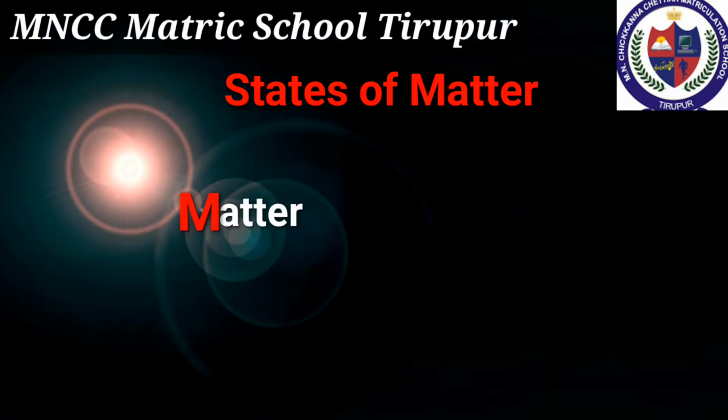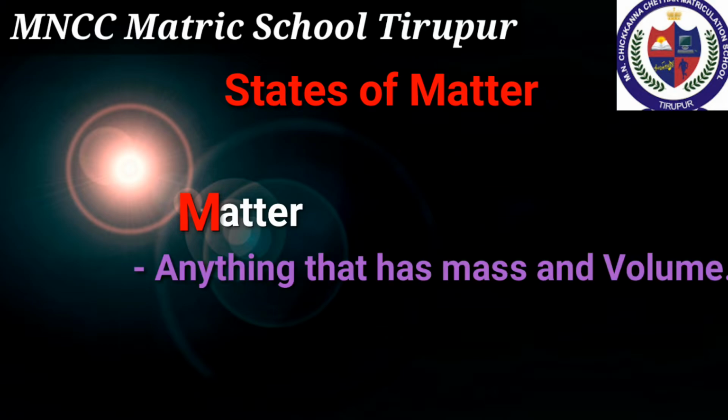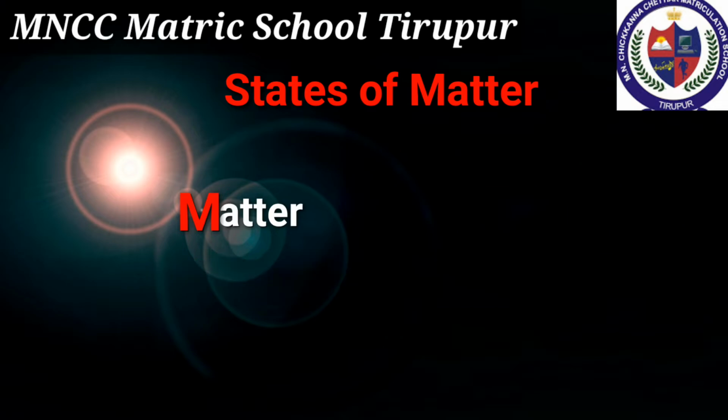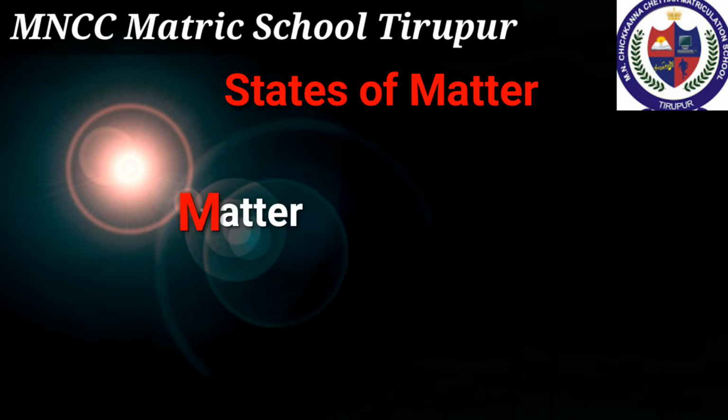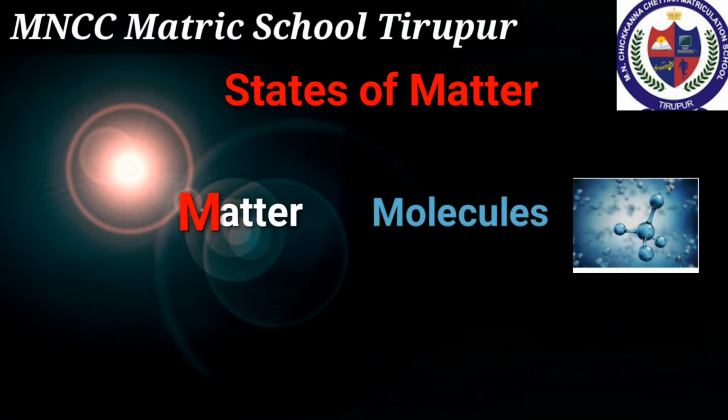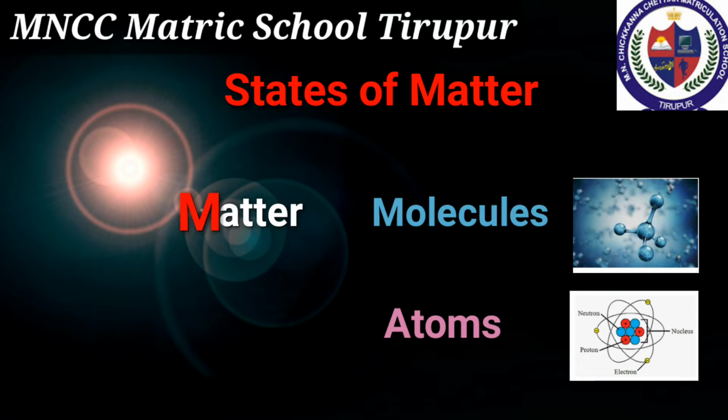First, we'll see about states of matter. What is matter? In our lower classes we already studied about matter. Matter is anything that has mass and volume. It can exist in three physical states, that is solids, liquids and gases. And we also already know that matter is made up of molecules and molecules are made up of atoms.